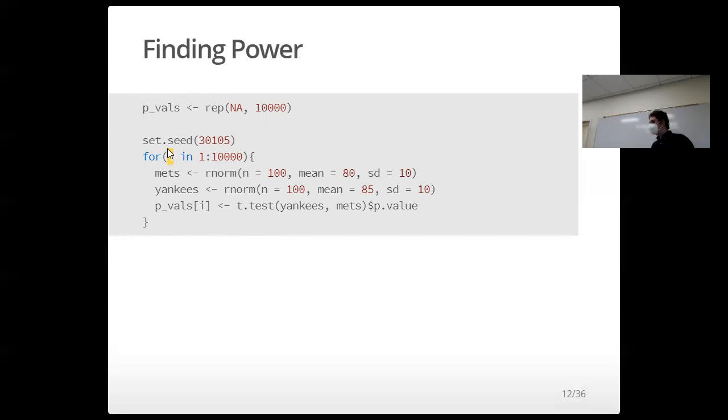Often it'll just be I, like the letter I for iteration. So then I'm going to say for I in 1 to 10,000. So this is saying I'm going to do 10,000 loops. I'm going to do this procedure 10,000 times.